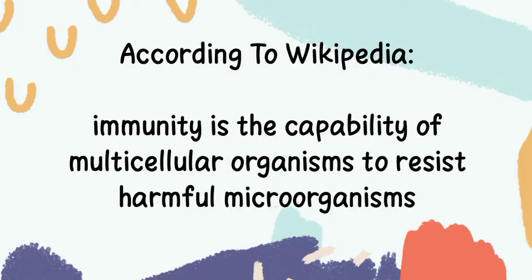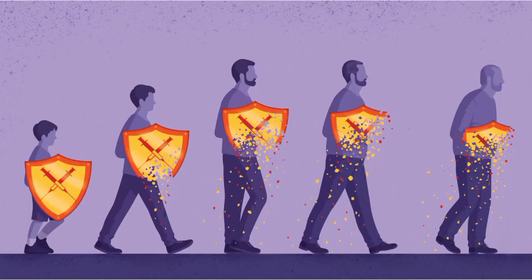Okay, according to Wikipedia, immunity is the ability of multicellular organisms to resist harmful microorganisms. Every day of your life, you encounter one microorganism or the other, but you don't always fall sick. That's because of your body's immunity. So if your immunity is high, you have noticed that you rarely fall sick. But if you fall sick quite frequently, like once in a week or once in a month, your immunity is quite low. So as you age, as you get older, your immunity level reduces.